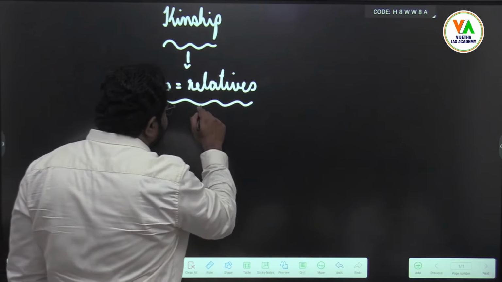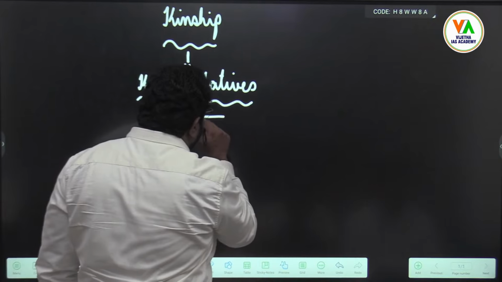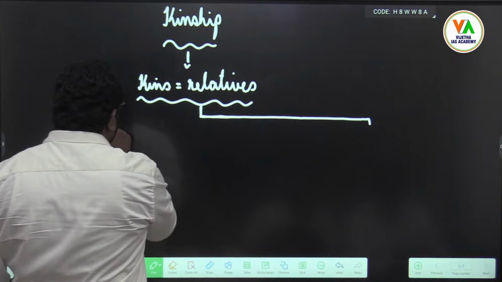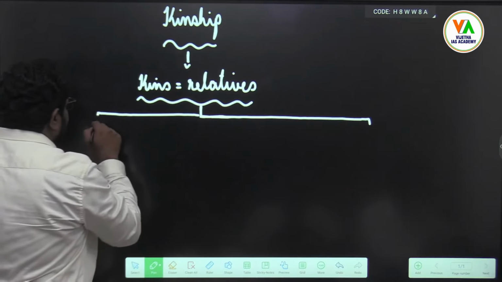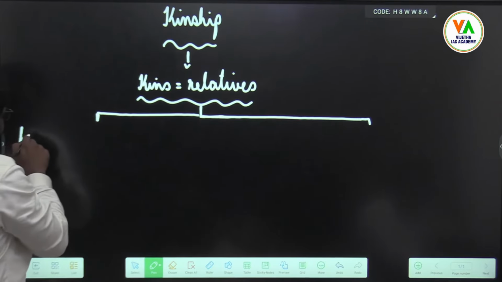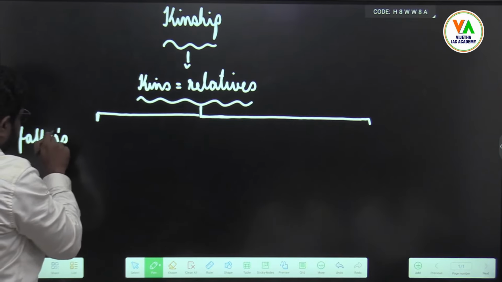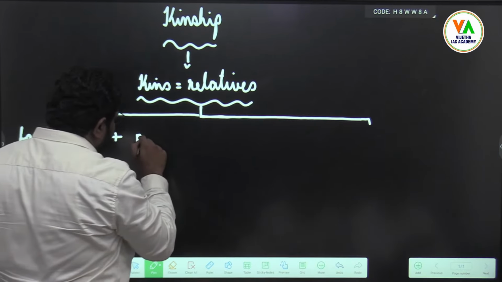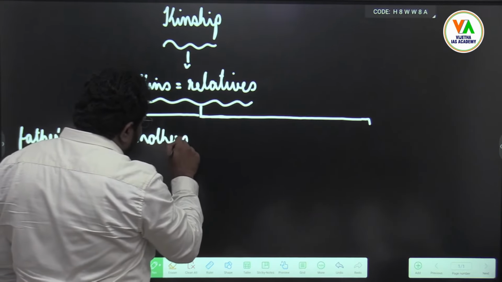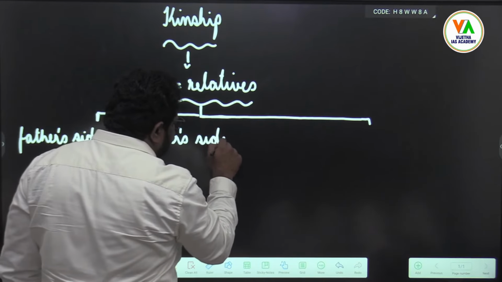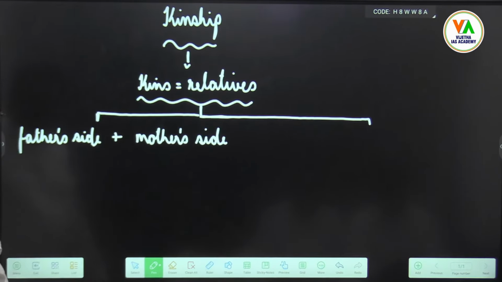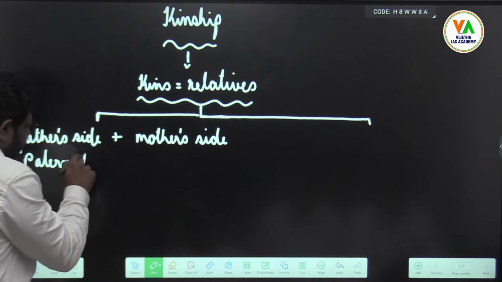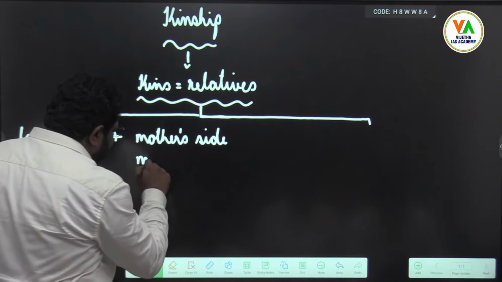So an individual has relatives from father side, and they have relatives from mother side. Father side relatives are paternal side relatives, mother side relatives are maternal side relatives.